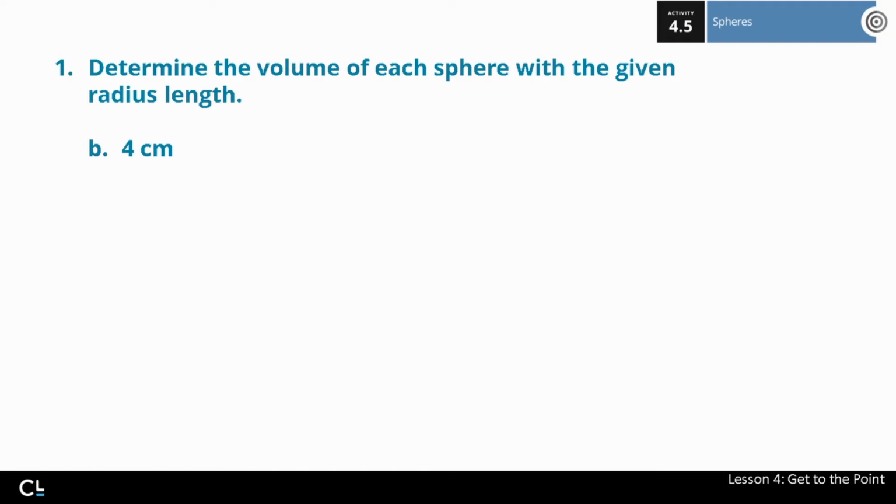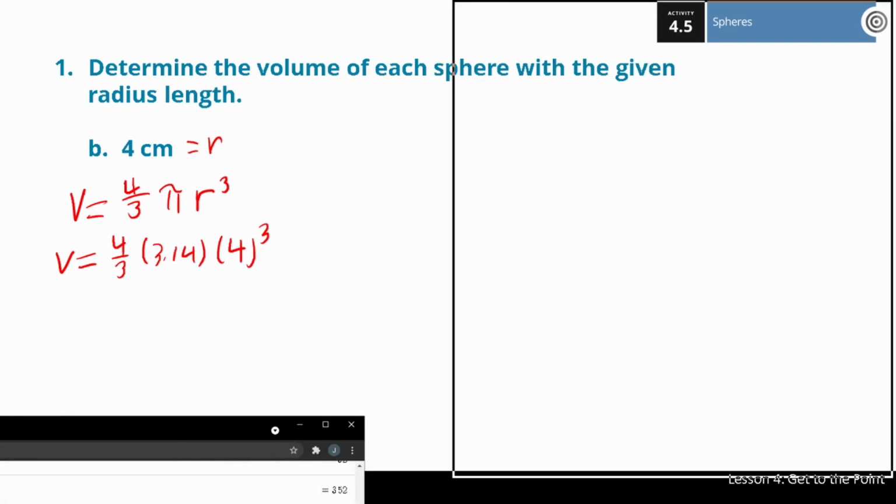Next up is determine the volume of each sphere, the given radius, obviously doing the same thing. But now our radius is 4, r. So our volume is 4/3 pi r cubed. We plug everything in, we get volume equals 4/3, 3.14 times 4 cubed. This time I'll show you how I type it in on Desmos.